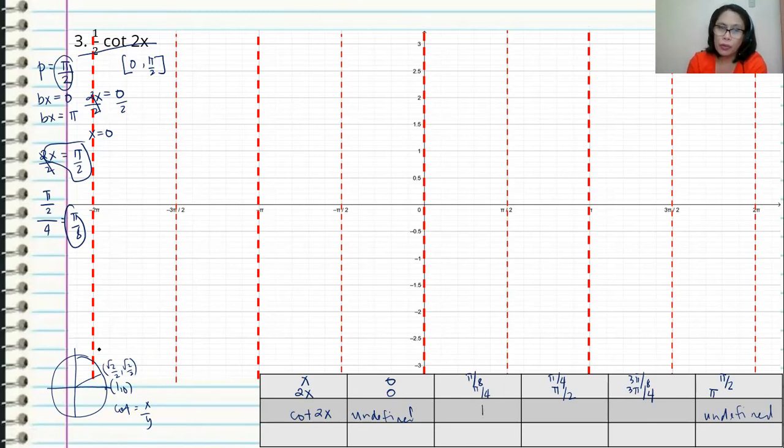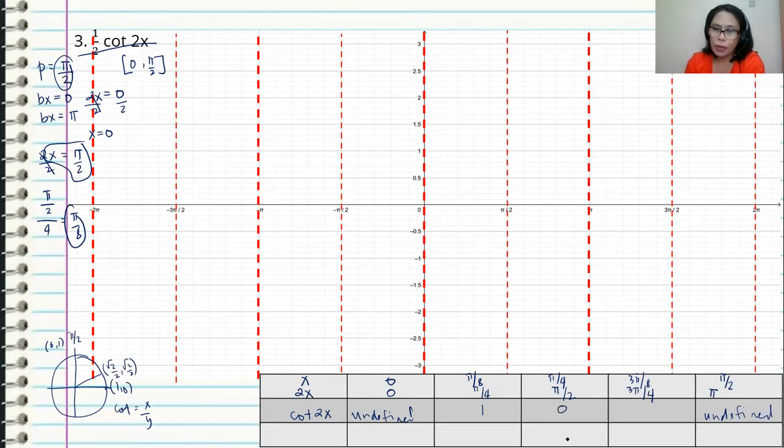And then pi over 2 is a quadrantal value located here. And the point that we assign, since this is a unit circle, is 0, 1. And cotangent means x over y. So this is 0 over 1. So cotangent pi over 2 is 0.